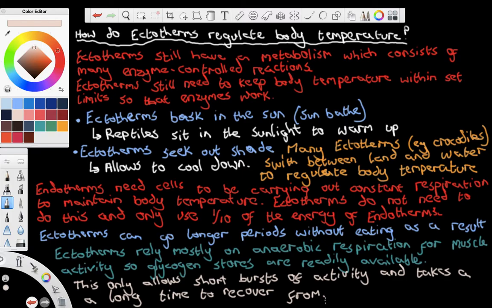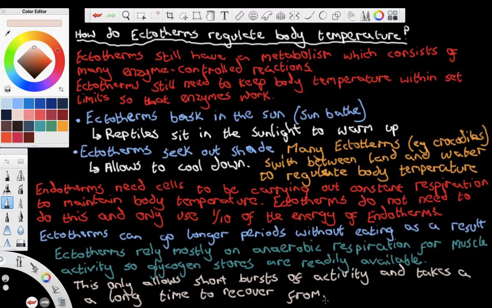While endotherms need their cells to carry out respiration constantly in order to maintain body temperature, as you sit here now, your external environment is probably about 25 degrees. You need it to be at 37, so the cells in your body are constantly doing respiration to warm you up. Ectotherms don't need to do that. They only use 1/10 of the energy of endotherms. Therefore, ectotherms can go longer periods without eating as a result.